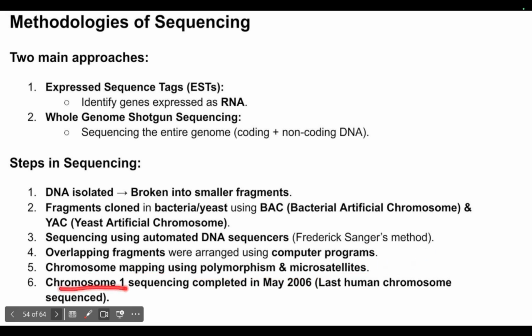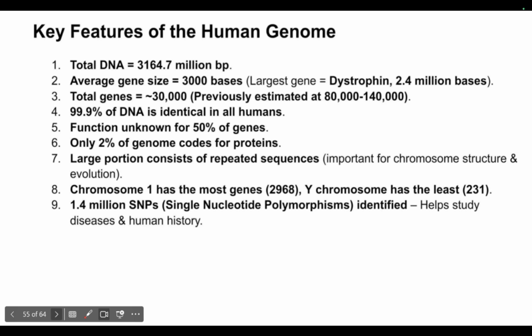Chromosome 1, which is the longest chromosome, was the last to get completed, in the year 2006, because it is the longest chromosome. The main outcomes or features of the Human Genome Project, very important from the exam point of view: total DNA is 3164.7 million base pairs. The average size of a gene is 300 base pairs.